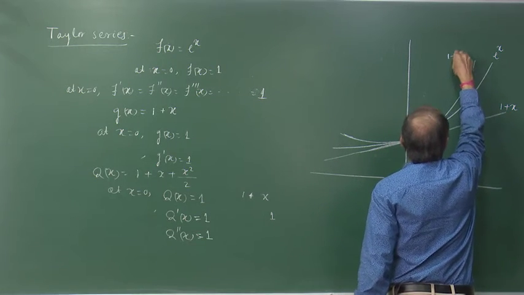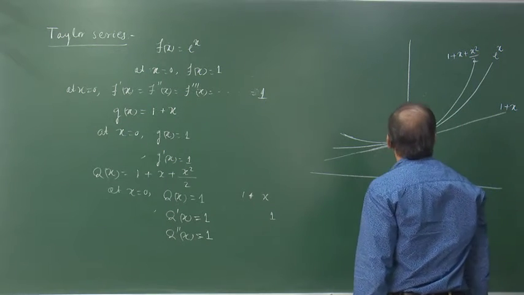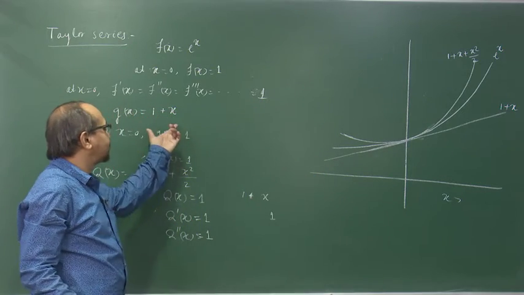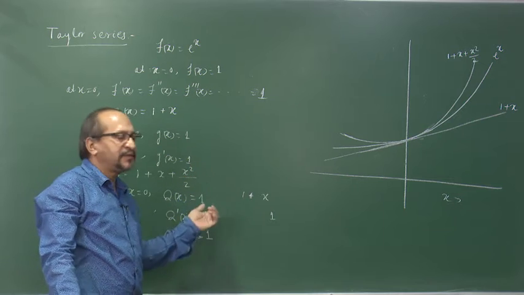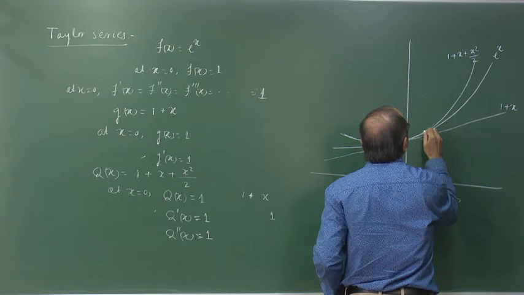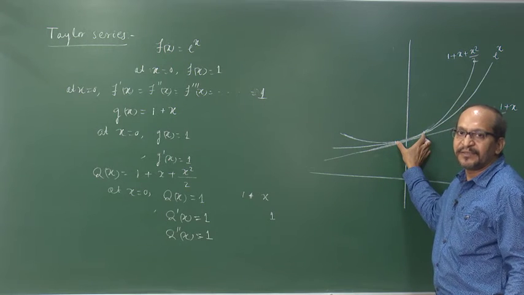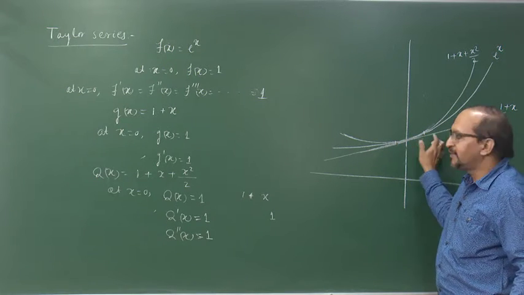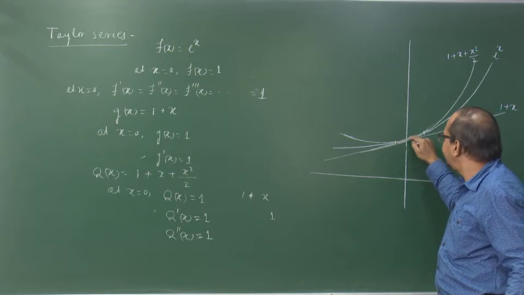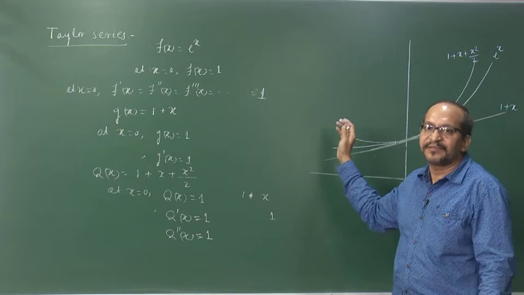This is 1 plus x square by 2. Now, we can see that when we take this sum to 3 terms, a second order polynomial, the overlapping region of e to the power x and this quadratic polynomial is quite a range, unlike your 1 plus x, which was touching at a single point. Here they are coinciding in a region. So, it is closely approximating, right.